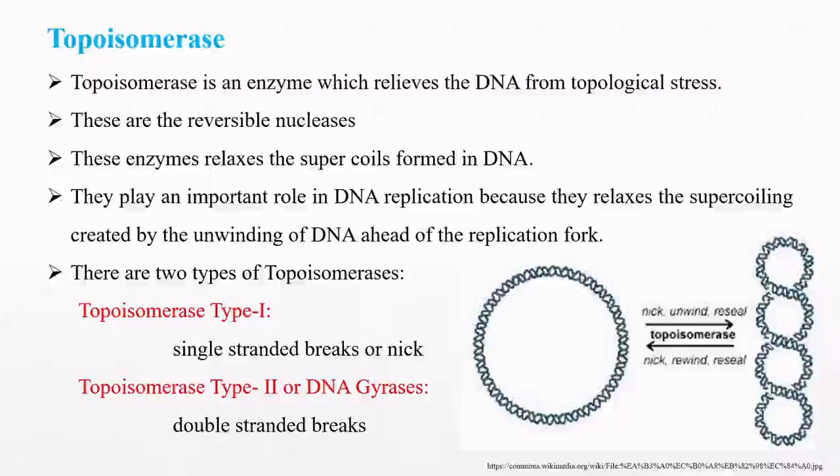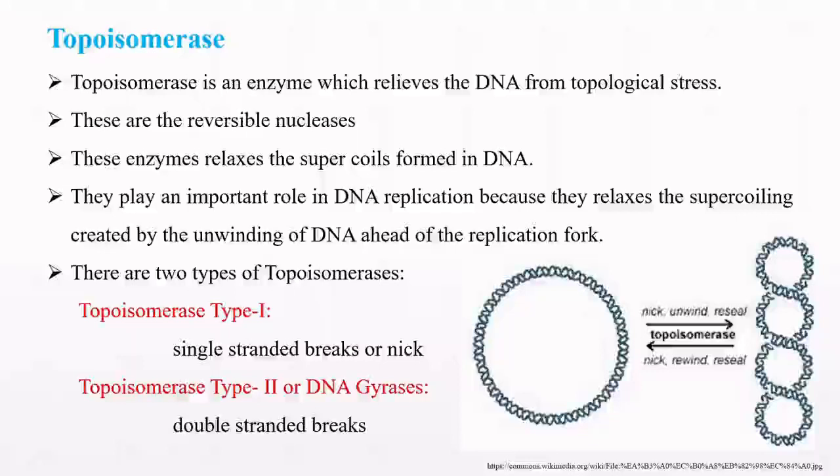Then the last enzyme is topoisomerase. Topoisomerase is a very important enzyme which helps in relieving the DNA from topological stress. This is considered a reversible nuclease. It cleaves the DNA and it will join the DNA. This enzyme relaxes the supercoils formed in the DNA due to the activity of the helicase enzyme. Whenever the helicase enzyme unwinds the DNA, there will be formation of supercoiling ahead of the replication fork, or ahead of this helicase activity.